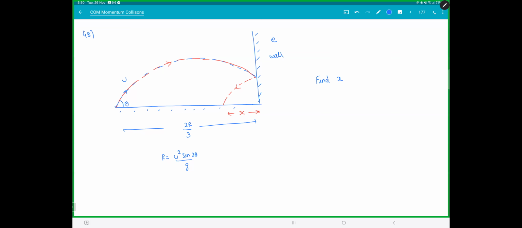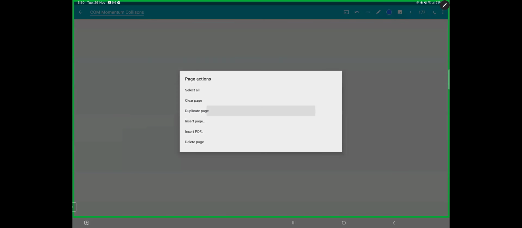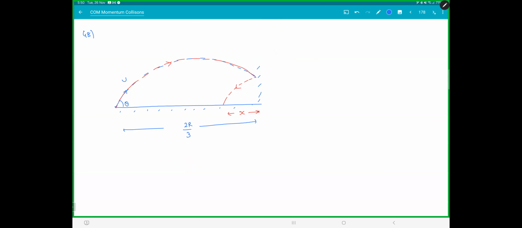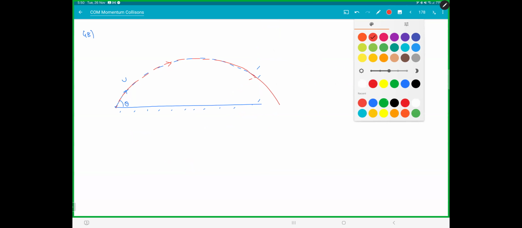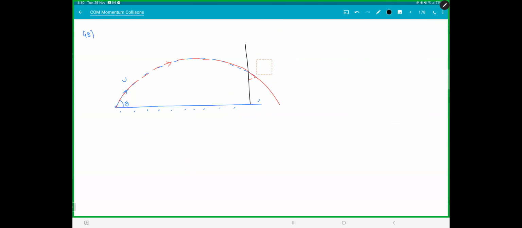Yeah, right, Puraja. See, think about it. If there was no wall, what would have happened? If there was no wall, you would have simply gone like this. So if the wall was somewhere here, you would have landed at a distance of R by 3, because the total was 2R by 3. You will land at a distance of R by 3.